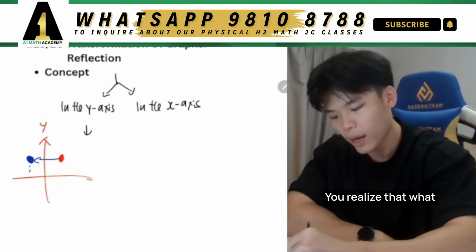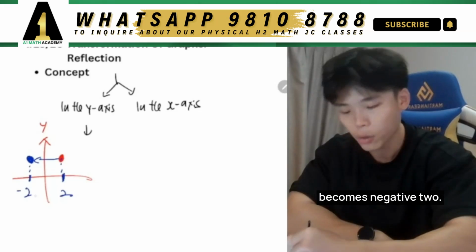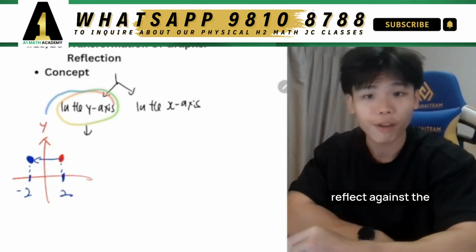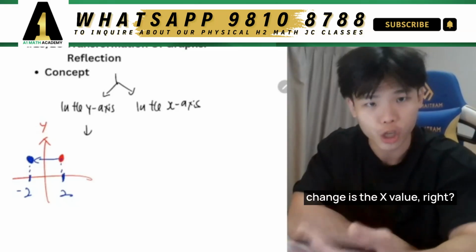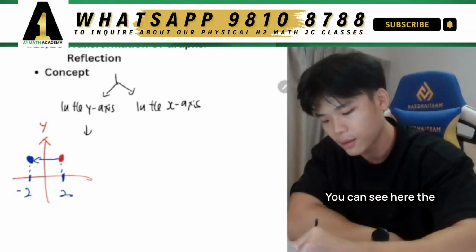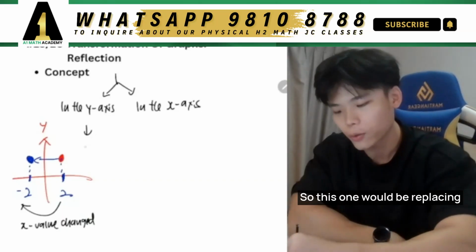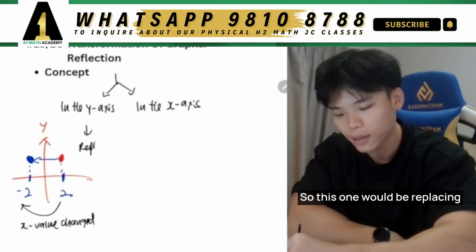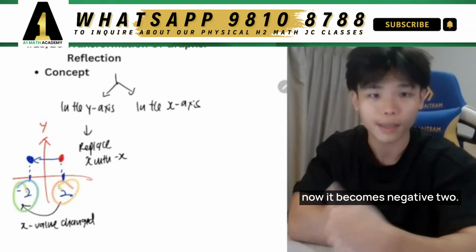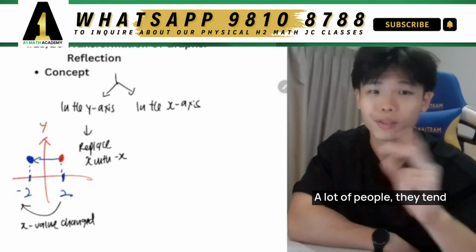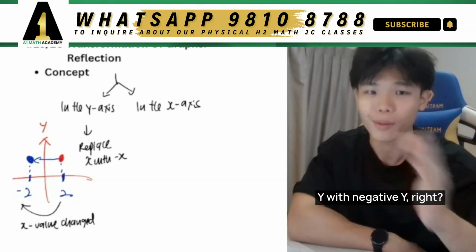You realize that what was changed is actually the x values, right? Let's say originally it is 2 over here, and now it becomes -2. So when you want to reflect against the y-axis, you are moving things across the y-axis. So the thing that actually changed is the x value, right? You can see here, the x value changed. In fact, the y value didn't even change at all. So this one would be replacing x with -x, right? Originally it's 2, and now it becomes -2. So that's the whole idea behind it. A lot of people think that in the y-axis, they replace y with -y, right? But it doesn't work that way.